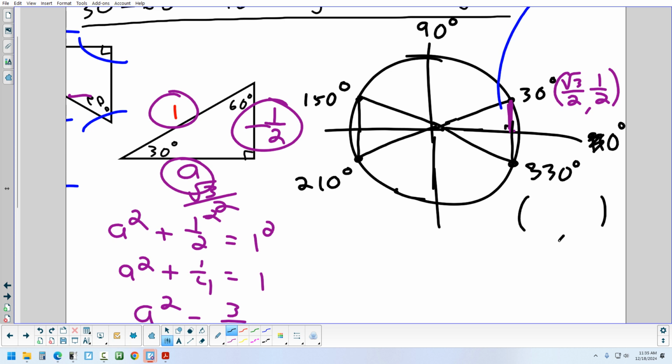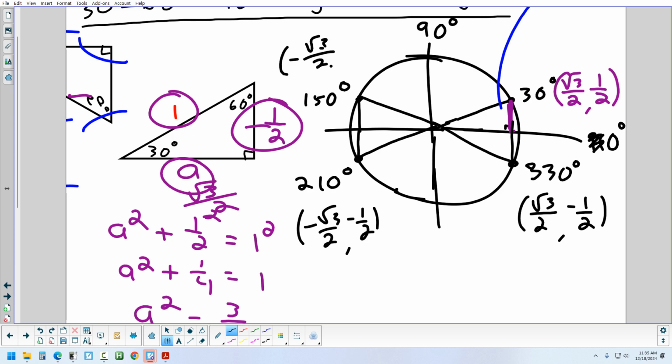What would be the coordinate for 330? Square root of 3 over 2, negative 1/2. Yep. And for 210? Negative square root of 3 over 2, negative 1/2. And for 150? Negative square root of 3 over 2, positive 1/2. Yep. So there's your 30s.